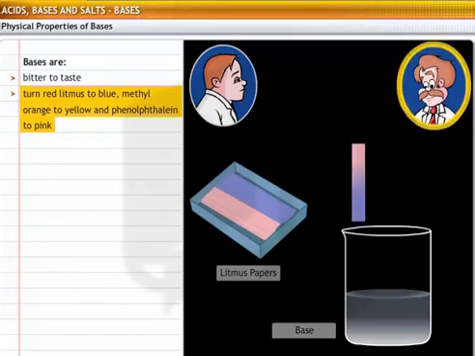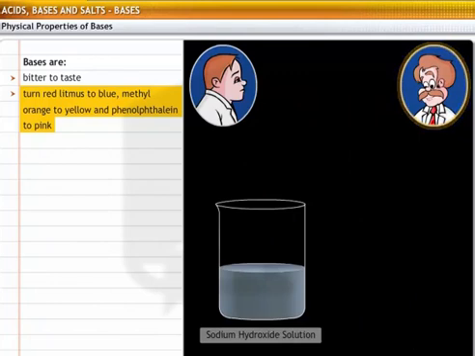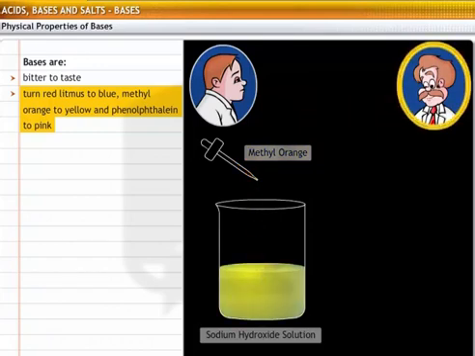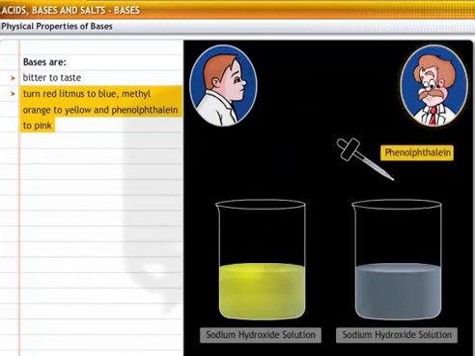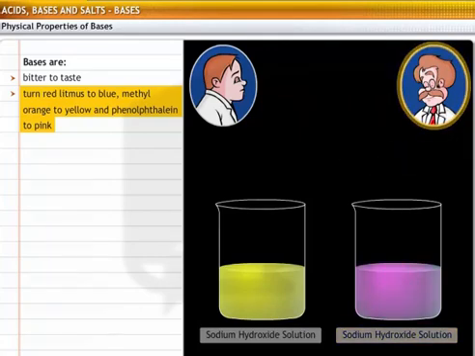Apart from litmus paper, we can use methyl orange. On addition of methyl orange to a base, like sodium hydroxide, the orange color of methyl orange changes to yellow, and when phenolphthalein is added to sodium hydroxide, it changes to pink.